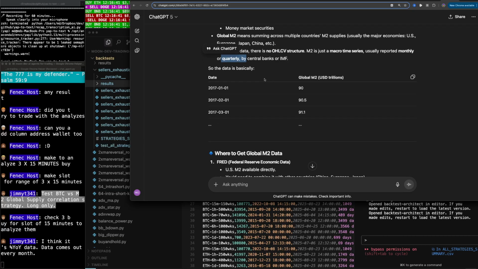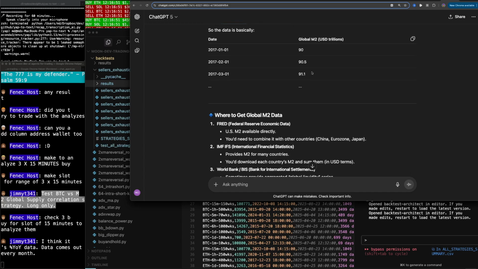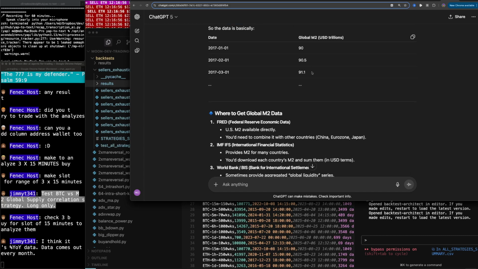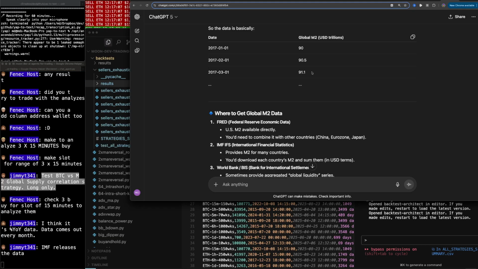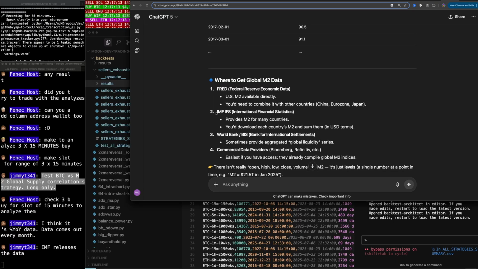Okay, so the data is basically quarterly or monthly. Global M2, interesting. I think it's year over year data. Comes in every month. So month is long, but damn, year would be crazy. Fennec says check 3 buy for slot in 15 minutes to analyze them. IMF releases the data. Okay. IMF right here.